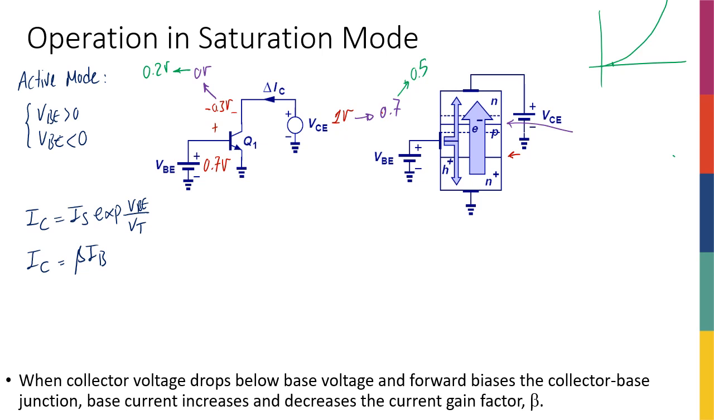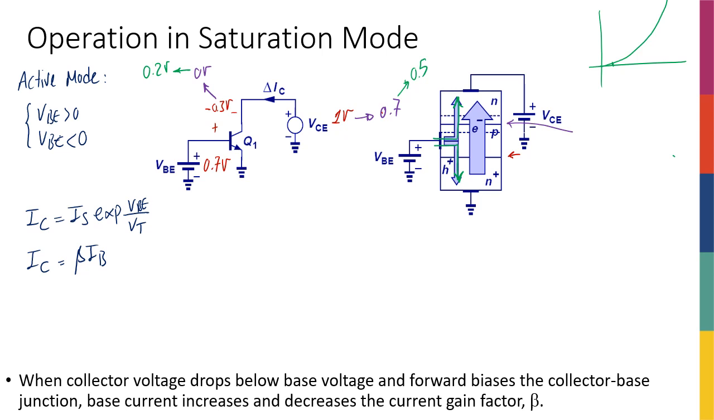But I do have a new term in my base current: the holes going from the base to the collector. There was the part of the base current going to the emitter, and now I have this new part. Since the ratio between IC and IB was beta, I can say that my beta is reducing at this point.